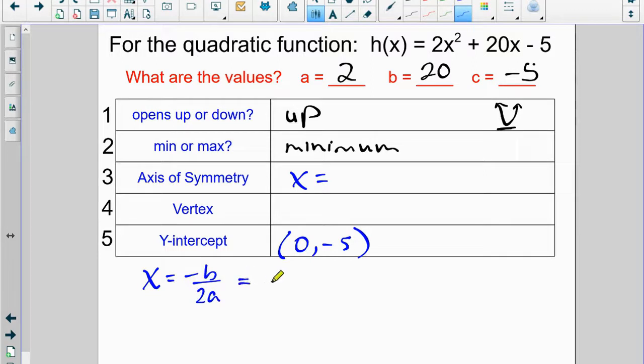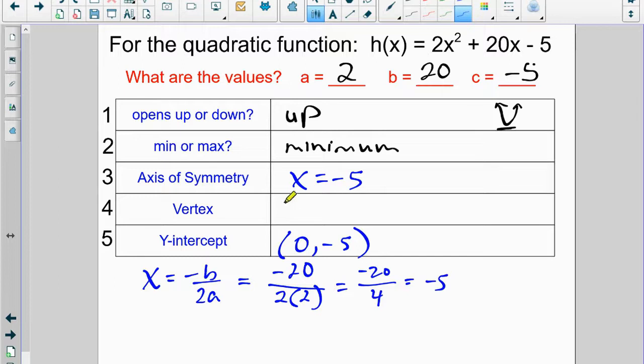So let's substitute what we know. All right, so the opposite of b, well, b was 20, so the opposite of that's going to be negative 20. In the denominator, we do 2 times a. A was also 2, so 2 times 2, which is 4. So negative 20 divided by 4 is negative 5. My axis of symmetry is that vertical line, x equals negative 5 when we graph it.